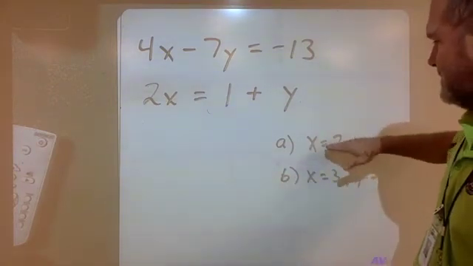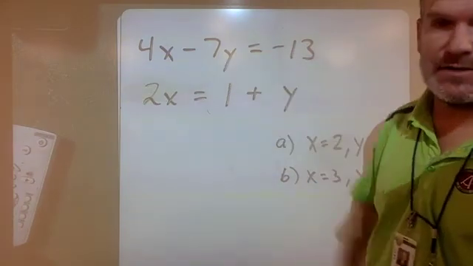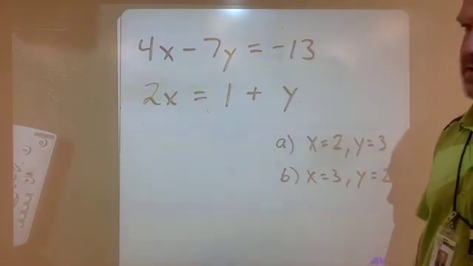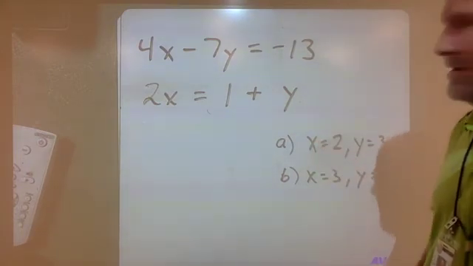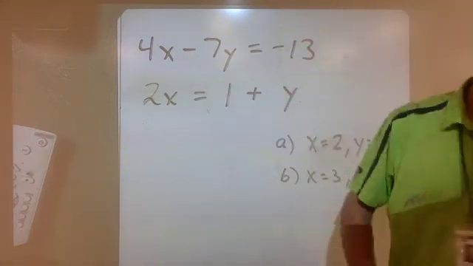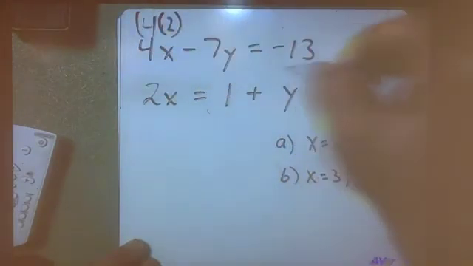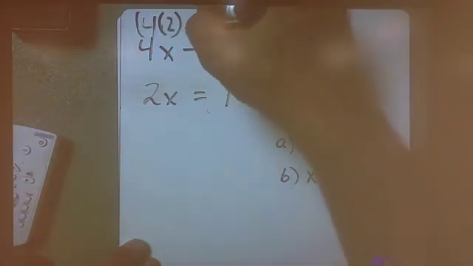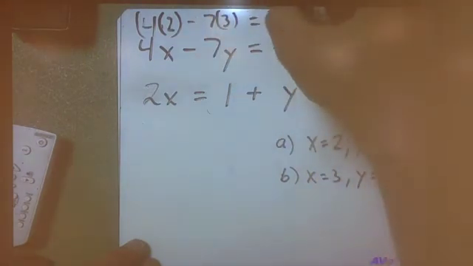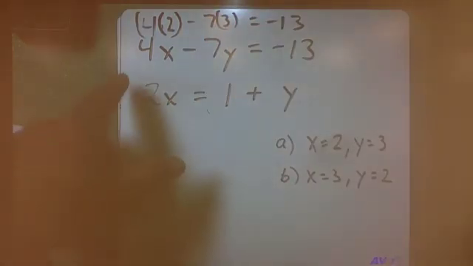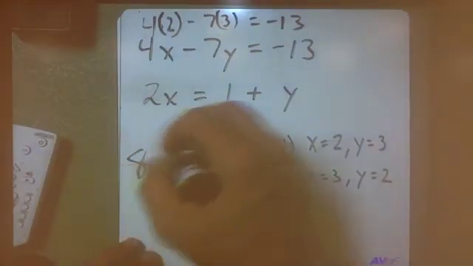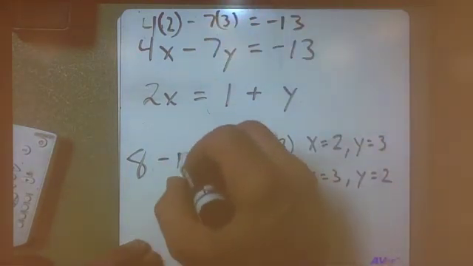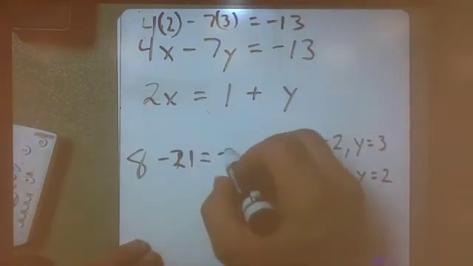You could just start substituting 2 for X and 3 for Y into the equation and see if it works. If it doesn't, then you try B. So it's real similar to what you did on the do section yesterday. So you've already kind of practiced this a little bit. So let's try that. Put 2 in for X, and you'll get 4 times 2, and put 3 in for Y, and you'll get 7 times 3. Does that equal negative 13? Well, 4 times 2 is 8. 3 times 7 is, I'm sorry, 21. And 8 minus 21 is negative 13.